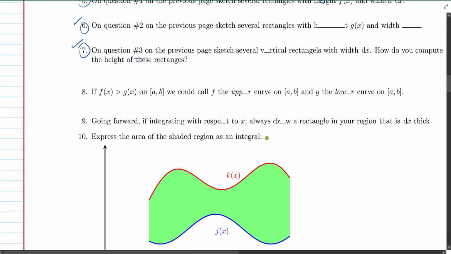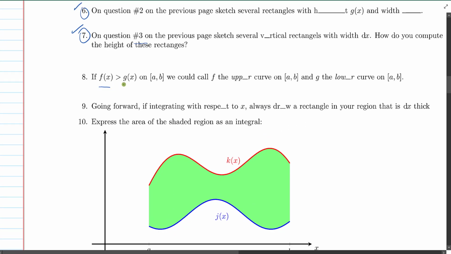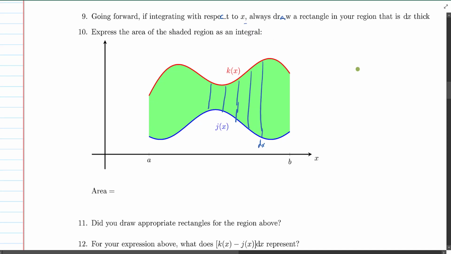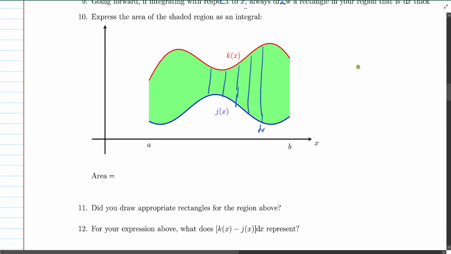So if f of x is greater than g of x on the interval, we'll go ahead and call f of x the upper integral and g of x the lower integral. And so when we go ahead and integrate with respect to x, I want you to always draw these rectangles that are dx thick. So let me go ahead and draw a couple of these dx thick rectangles that look like this. Each one of these is a very thin rectangle that we'll call dx thick, and it's got a certain height. The question is what is the height of each one of these rectangles?